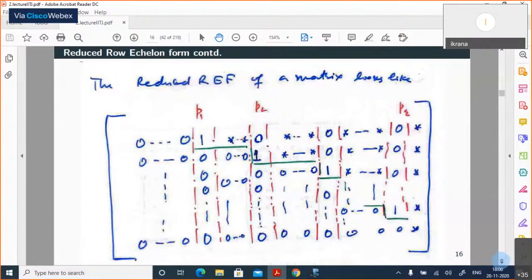The reduced row echelon form is normally used in proving some theoretical results. And of course, when you want to compute inverses or solutions, you will have to implicitly go for the reduced row echelon form.